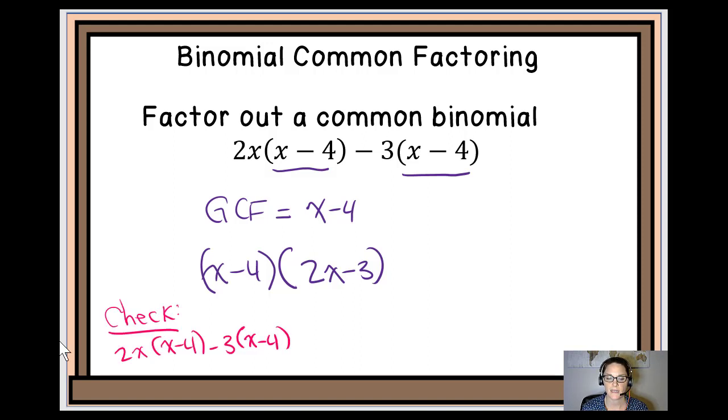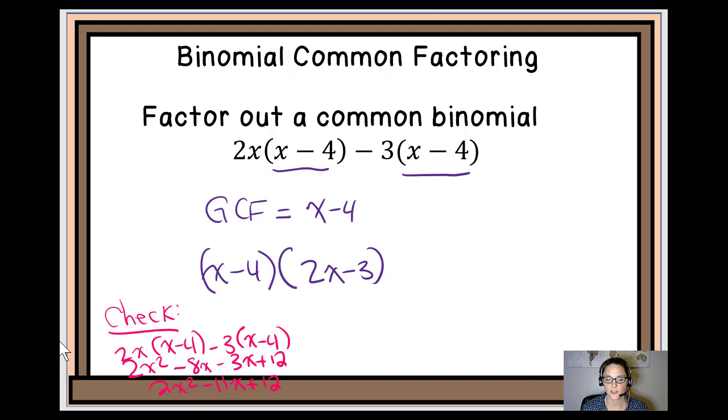Okay, so I'm just going to go ahead and expand. So 2x times x is 2x squared. 2x times negative 4 is negative 8x, minus 3x plus 12. And combining like terms, we have 2x squared minus 11x plus 12.